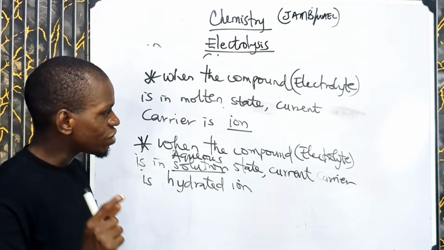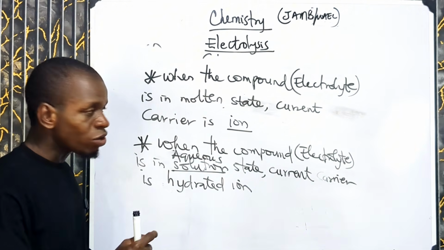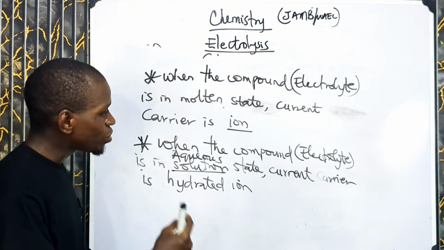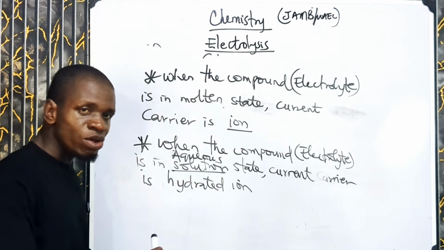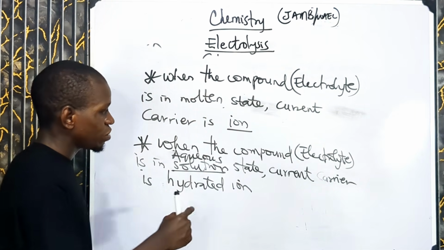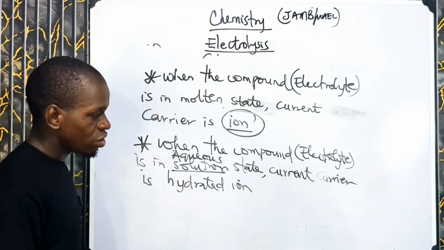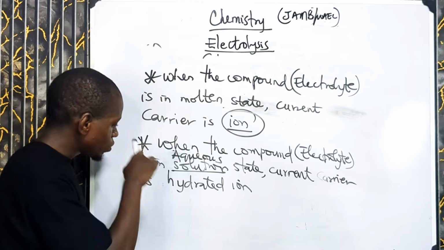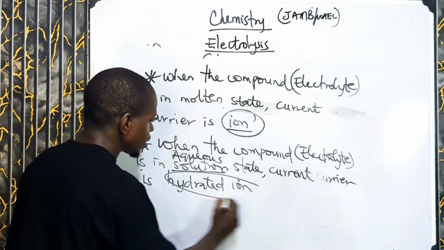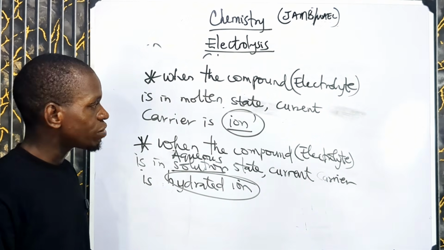So bear it in mind. What did I say? When the electrolyte is in a molten state, what exactly will carry current in the whole electrolytic cell? The current carrier is going to be ion. But if the compound is in aqueous state, what is going to carry the current? Since it's in that state, it's going to be hydrated ion.